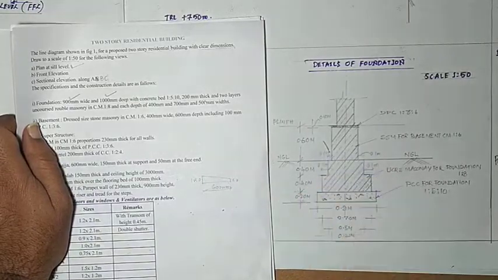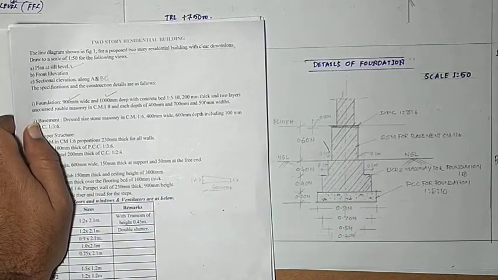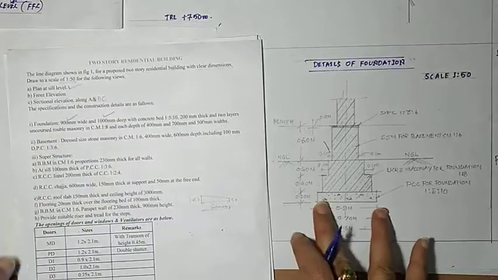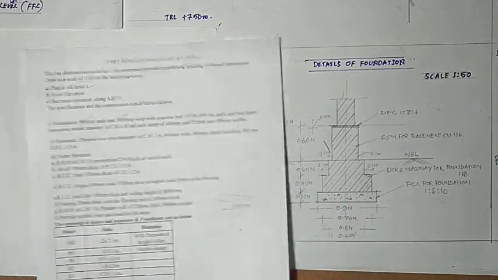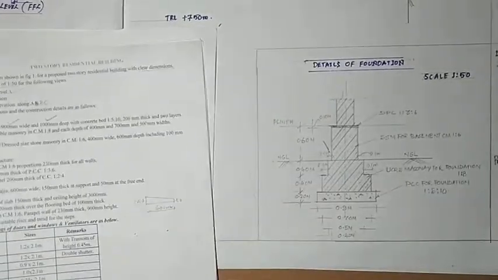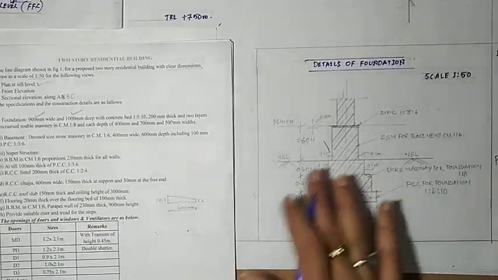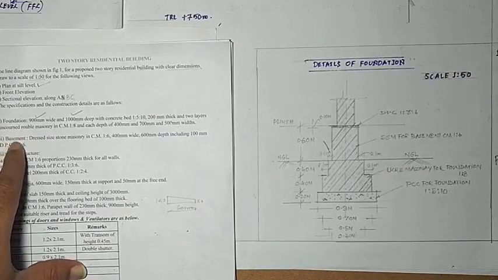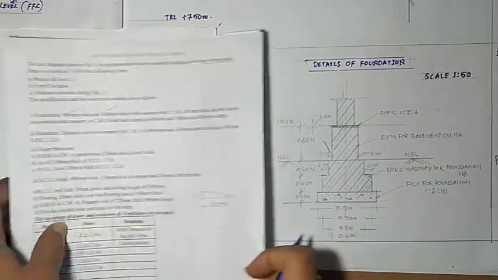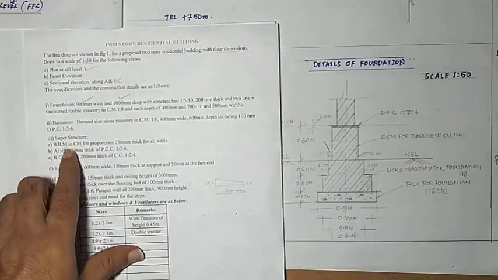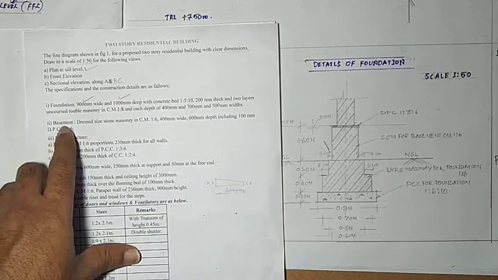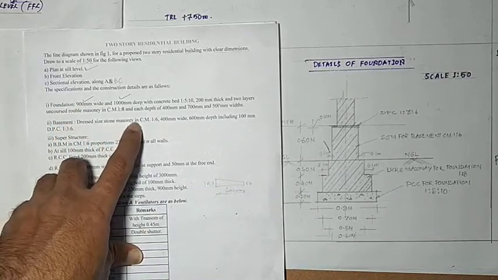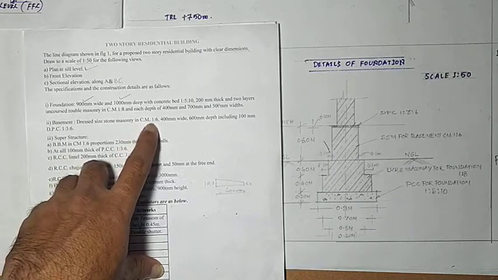You have to draw to the scale. 0.1 meter means you have to draw 0.2 meter. So 0.9 means you have to double it, 1.8 centimeter on your ordinary scale. Next, the first one is over, and next is basement dressed size stone masonry. So you see here, foundation is over.